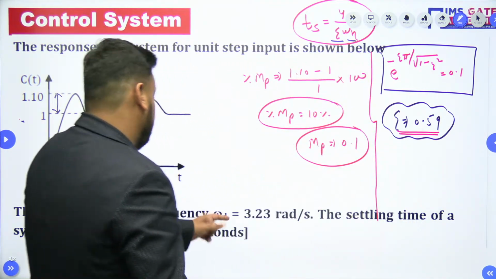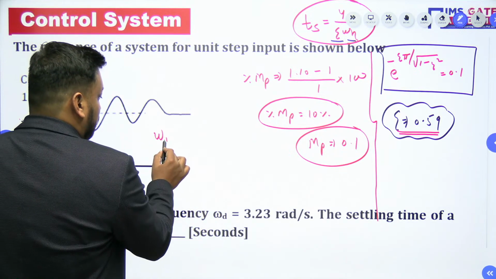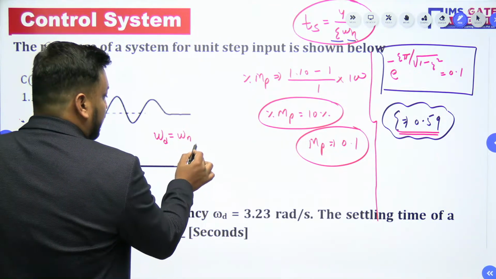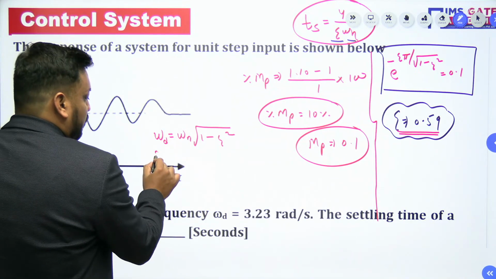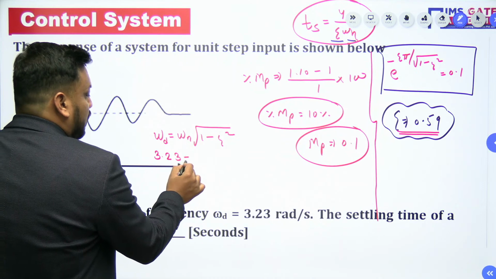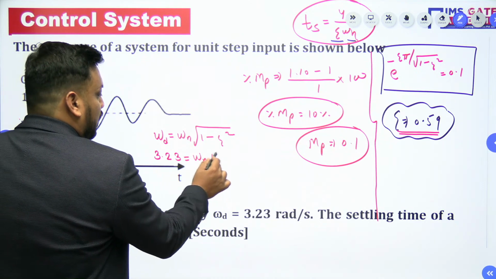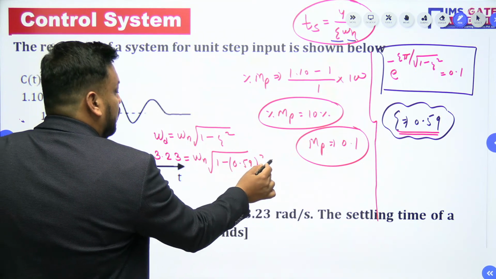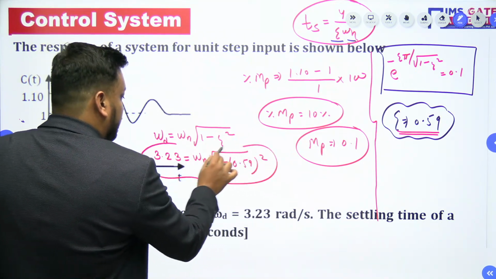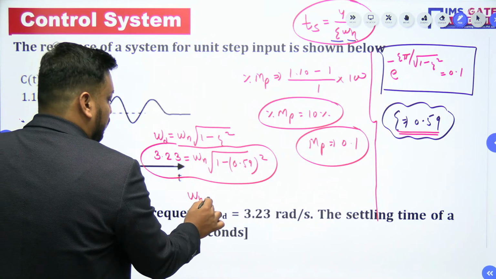And if you see omega d, omega d is nothing but omega n root of 1 minus zeta square. And omega d is 3.23. Omega n we are looking for, so 3.23 equals omega n times under root of 1 minus 0.59 whole square. When you completely calculate it, you will get the value of omega n.